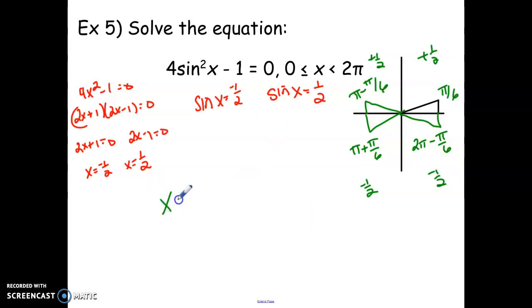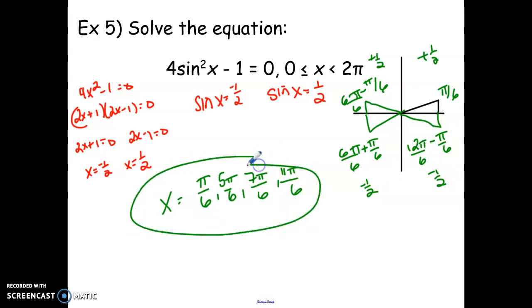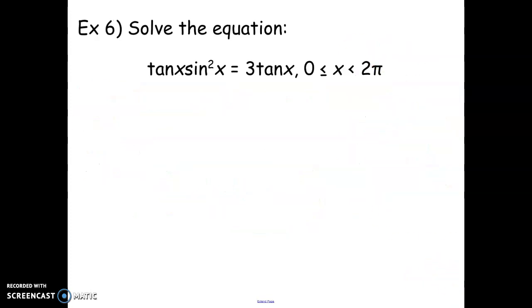So let's go ahead and figure out those answers. We have pi over 6. 6 pi over 6 minus pi over 6 is 5 pi over 6. 6 pi over 6 plus pi over 6 is 7 pi over 6. And 12 pi over 6 minus pi over 6 is 11 pi over 6. And those are our four answers. Okay, notice that it helps if you really know your unit circle there.